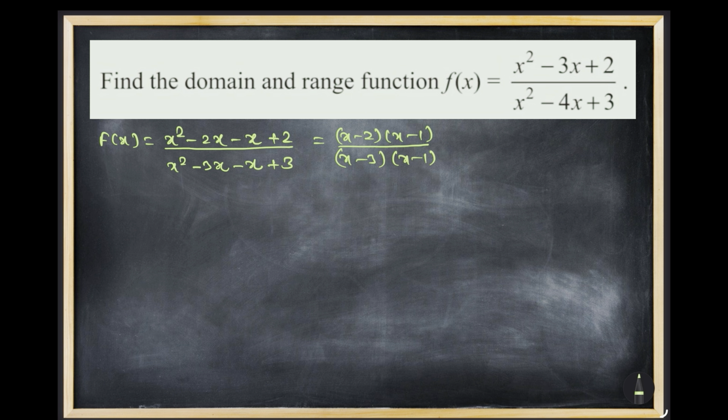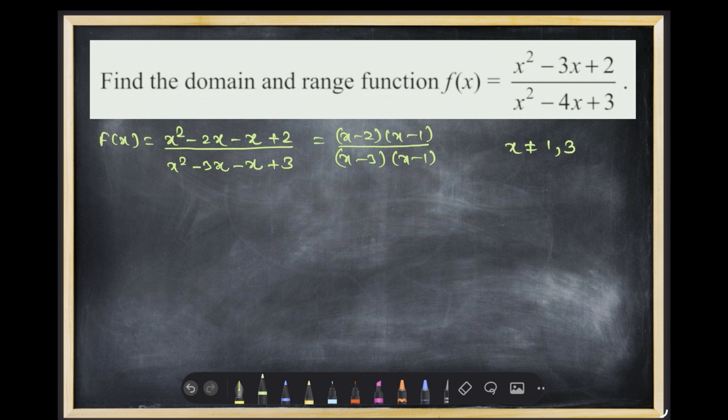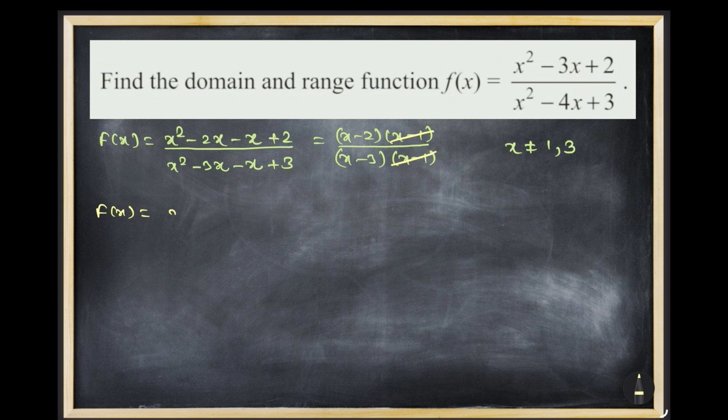So it is quadratic by quadratic where there is something common between them. If I talk about the domain, x cannot be equal to 1, and cannot be equal to 3. x can take anything except 1 and 3. Now think about the range. For range, what we have to do? We have to eliminate the common factor first. So this thing is gone. We are left with x minus 2 upon x minus 3.